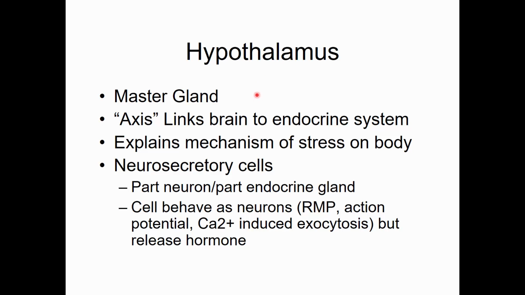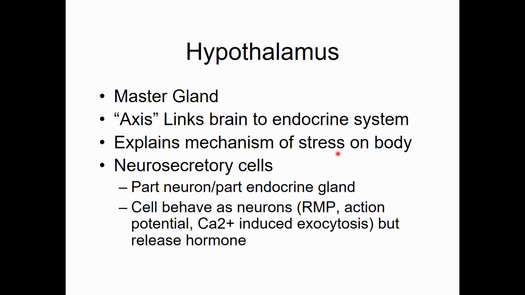The hypothalamus communicates with the anterior pituitary, and the posterior pituitary as well, and then we get communication with other parts of the body. This explains how stress can affect your health and your physiologic function. If you're stressed out, then your hypothalamus is going to know about it. It's going to convey that to the endocrine system.